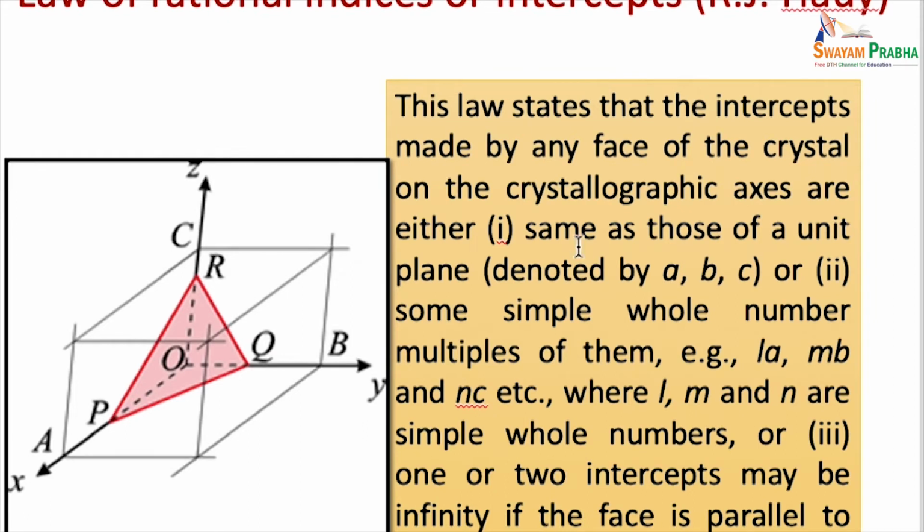or it can be restated as: intercepts made by any face of the crystal on the crystallographic axis are either the same as those of the unit plane, that is a, b, and c, or some simple whole number multiples of them like la, mb, and nc, where l, m, and n are simple whole numbers. Or third, one or two intercepts may be infinity if the face is parallel to one or two axes.